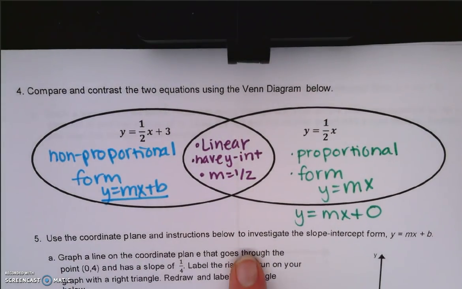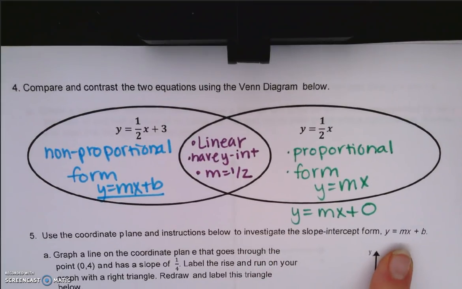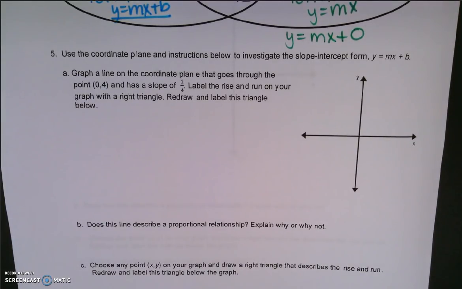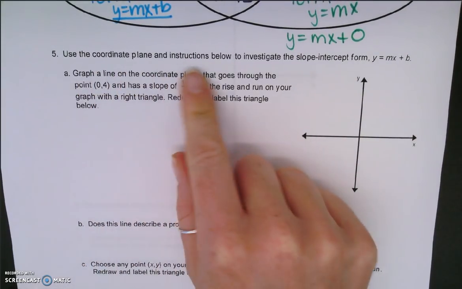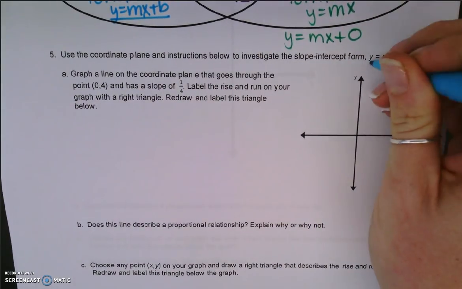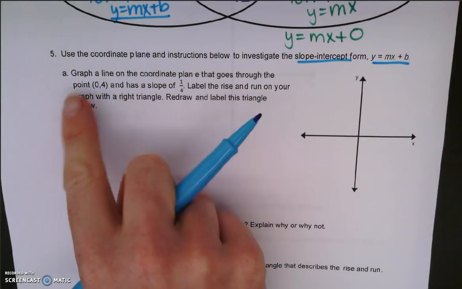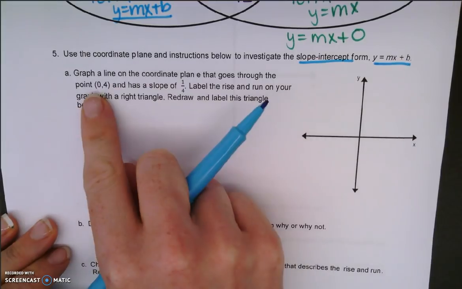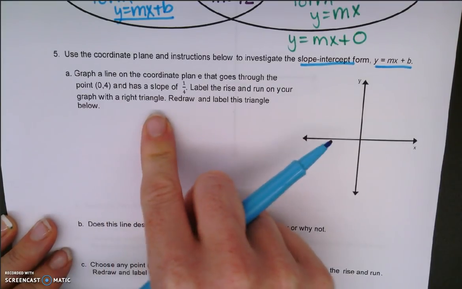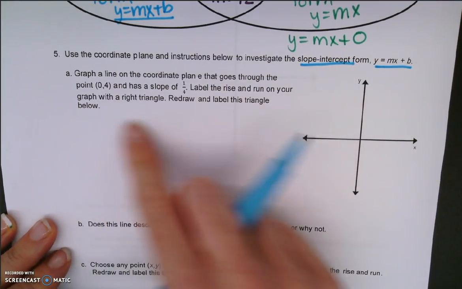Now we're going to use the coordinate plane and instructions to investigate the slope-intercept form y equals mx plus b. This is going to be the same method of what we did on the first 2 pages, except now we're going to look at the non-proportional relationship. So make sure you have your ruler and 2 colors. Graph a line on the coordinate plane that goes through the point 0, 4 and has a slope of 1/4. Label the rise and run on your graph with a right triangle. Redraw and label this triangle below.